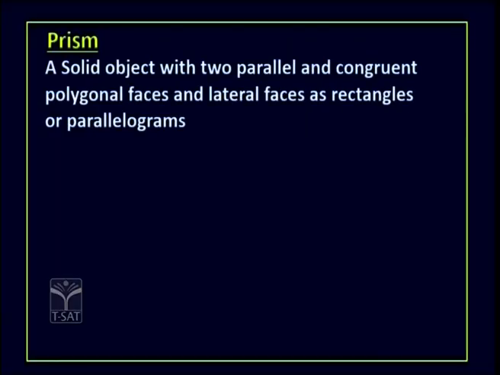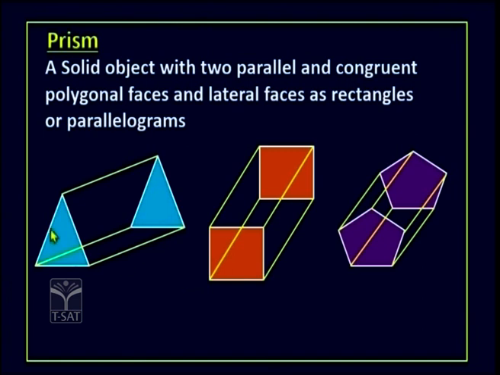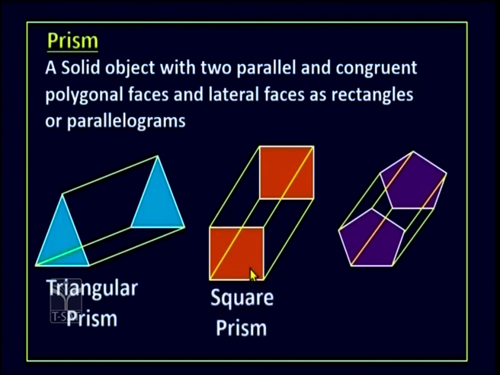Children, now let us understand what is a prism. A solid object with two parallel and congruent polygonal faces and lateral faces as rectangles or parallelograms. Children, you can observe here three prisms. The first one is having the base as triangle, so we have to call it a triangular prism. The second one base is square, so we have to call it a square prism, and the third one is having pentagon, so we have to call it a pentagonal prism. Children, what is a pentagon? Yes, a polygon with 5 sides. So, these are all prisms.